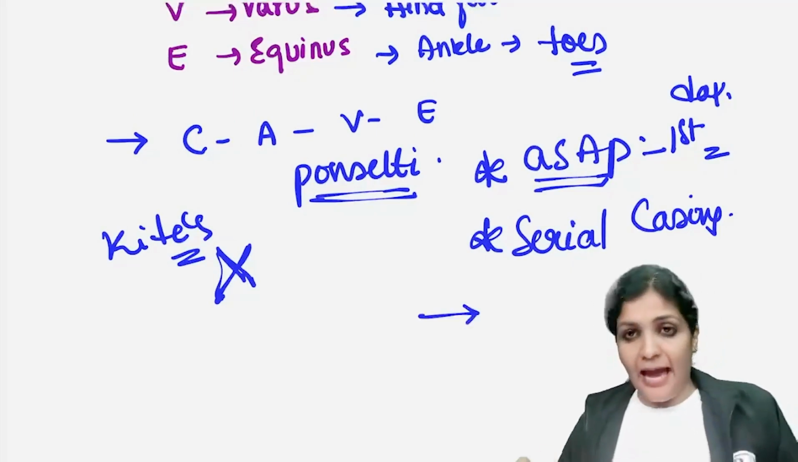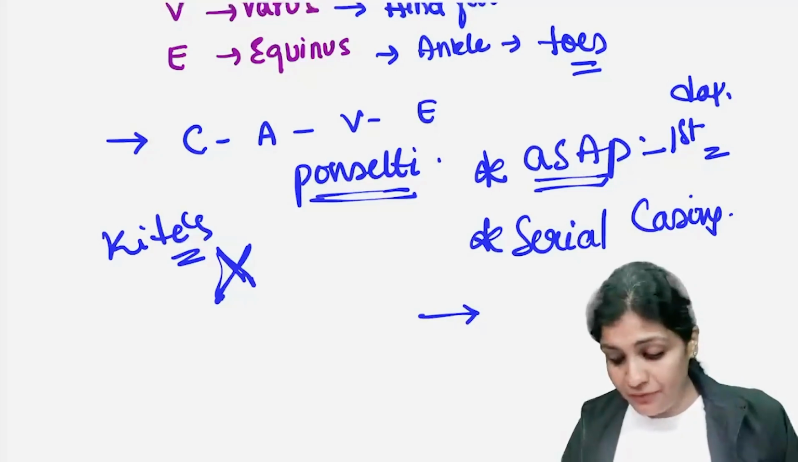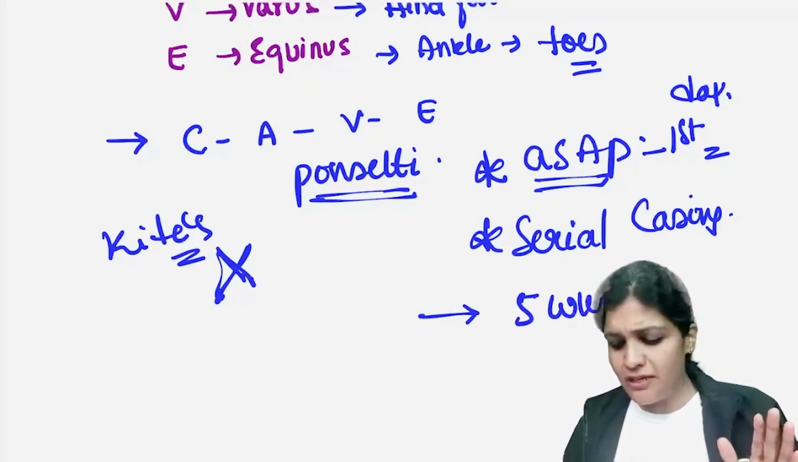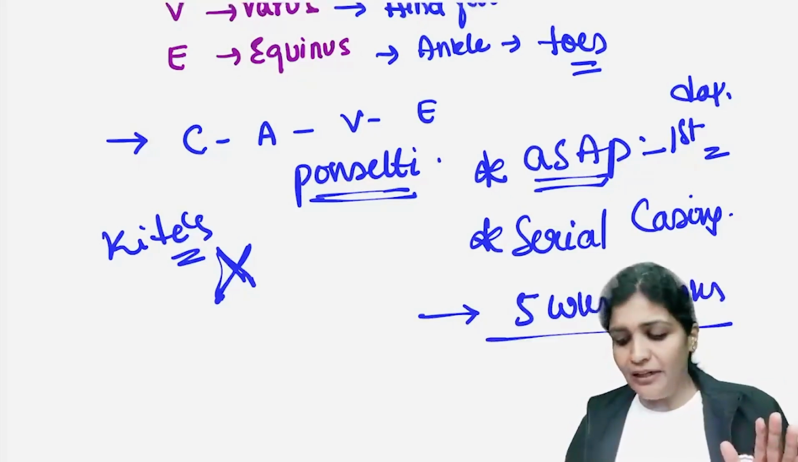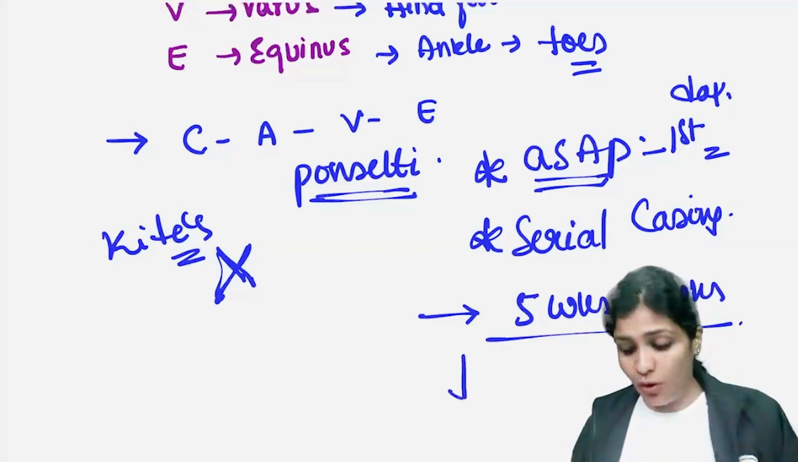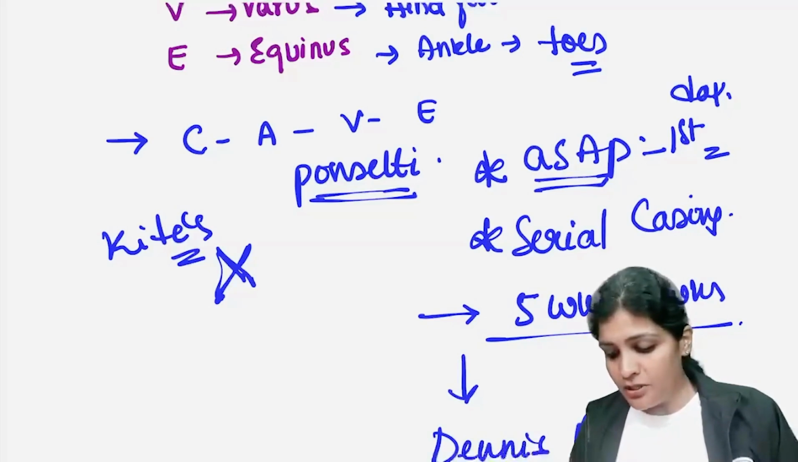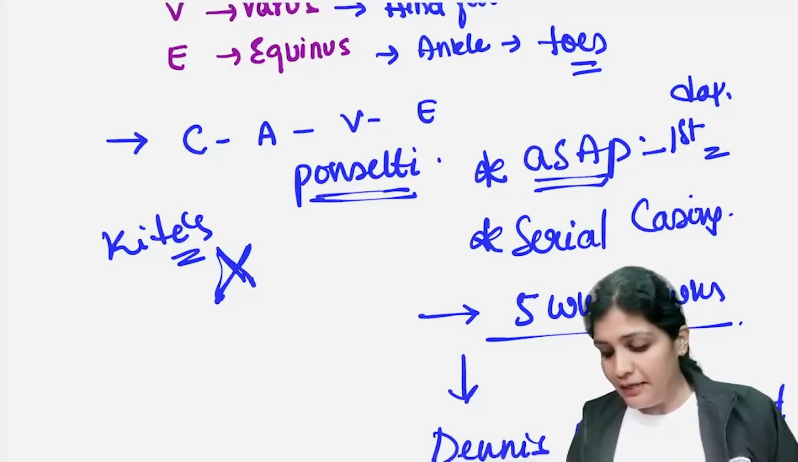Okay, serial casing. Now if we have put the serial casing, it will take some 5 to 6 weeks to correct. So now you feel that you have completely corrected it. What will you do? You put them in the Dennis Brown splint.